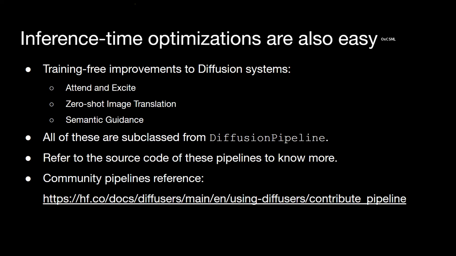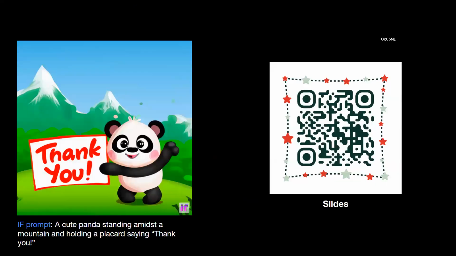So catastrophic neglect is the phenomenon where the underlying Stable Diffusion system neglects some of the component objects that might be present inside your natural language prompt, and Attend-and-Excite mitigates the phenomenon of catastrophic neglect. And we have got all sorts of pipelines for this, and all of them are subclassed from the diffusion pipeline, so as to give you a very intuitive and unified API experience. And that's about it.